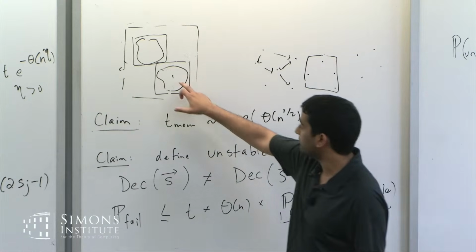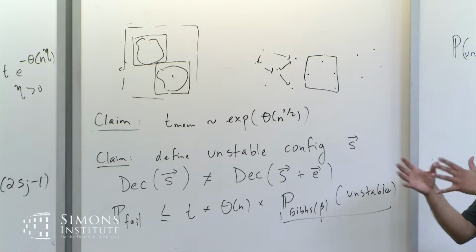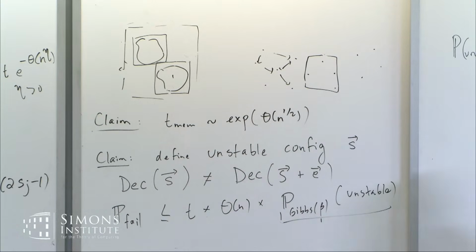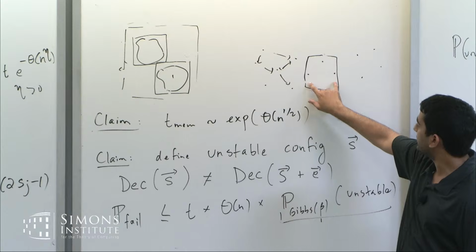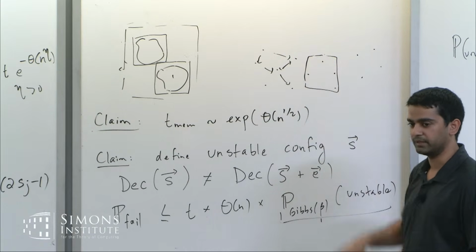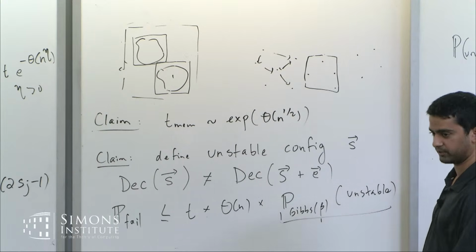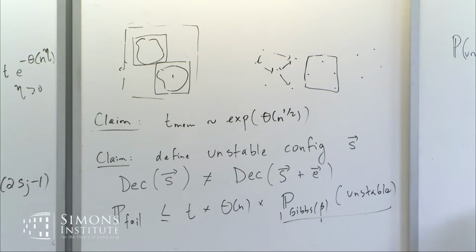Because in order to go from the all zeros to the all ones configuration, you'll have to eventually nucleate a very large domain. And so basically you can compute the conductance essentially by just computing the probability mass of configurations where there exists some very large loop. It's a massive overcounting, of course, but it's good enough for these purposes.